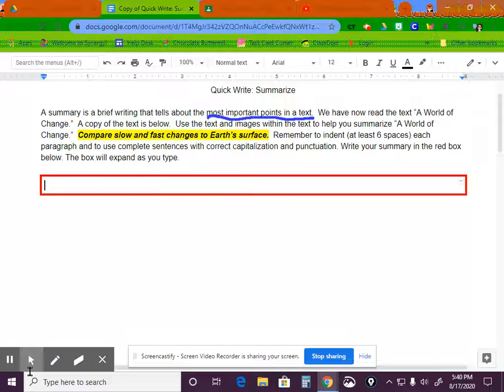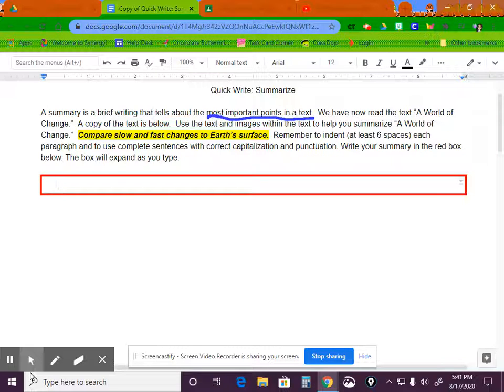Compare slow and fast changes to Earth's surface. Yes, this is just a quick write. We won't be writing a book, but it is going to take us more than one sentence to be able to summarize the text A World of Change and to talk about the slow and fast changes on Earth's surface. When I move my cursor into the red box and click, you can see that my cursor is flashing now. 1, 2, 3, 4, 5, 6 spaces is pretty good for indenting.